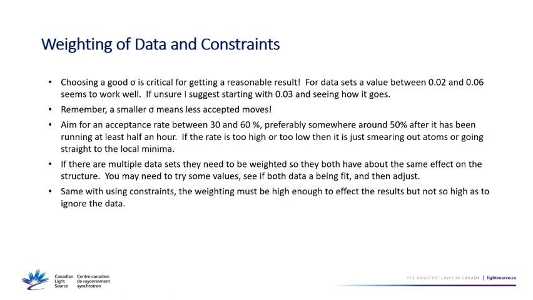if it's really restrictive and basically you're not accepting any worse fits, then you're just doing a convergence to the nearest local minimum, and your fit might not be very good. If it's really big and you're accepting like 99% of all the moves, you're just moving atoms around and you're not actually fitting your data. So you want to get it somewhere around 50%-ish roughly. I found usually anywhere between 30 and 60% is kind of okay.